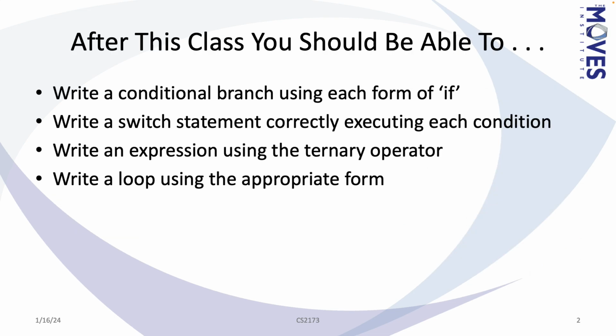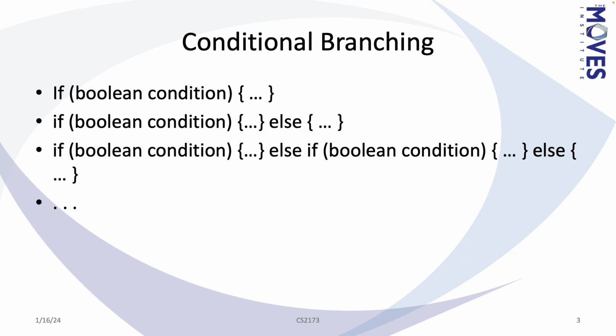After this, in Java, you've done all this before, but write a conditional branch forming each form of if. There are a number of different possibilities. The switch statement, which is very useful. This ternary operator thing, again, it's a little bit of syntactic sugar, as it were, but it's kind of nice in certain settings. And then understand the difference between a while and a do while, and basically how to construct them.